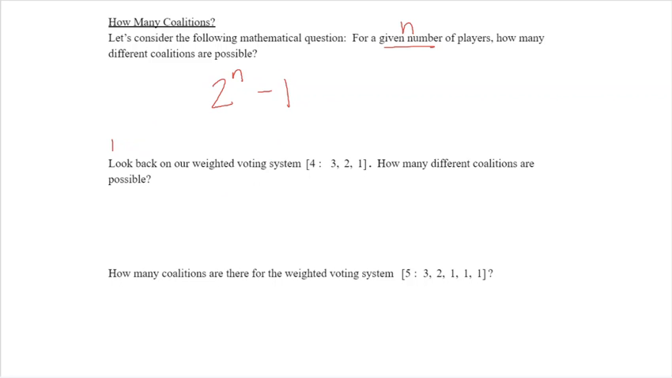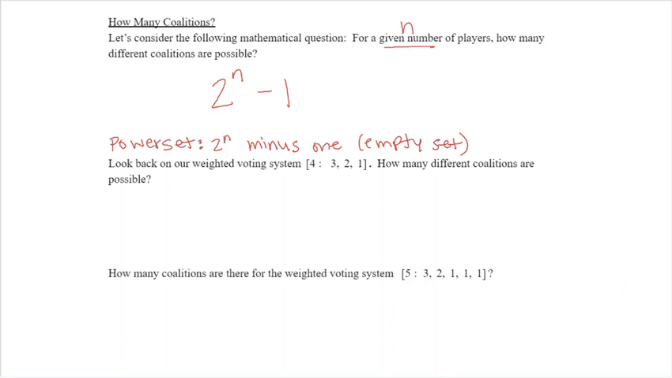And this comes from the power set, which is 2 to the n. So that means that there are 2 to the n possible subsets of a set, minus 1, which is the empty set. Because a coalition that consists of nobody is meaningless. So we have 2 to the n minus 1.